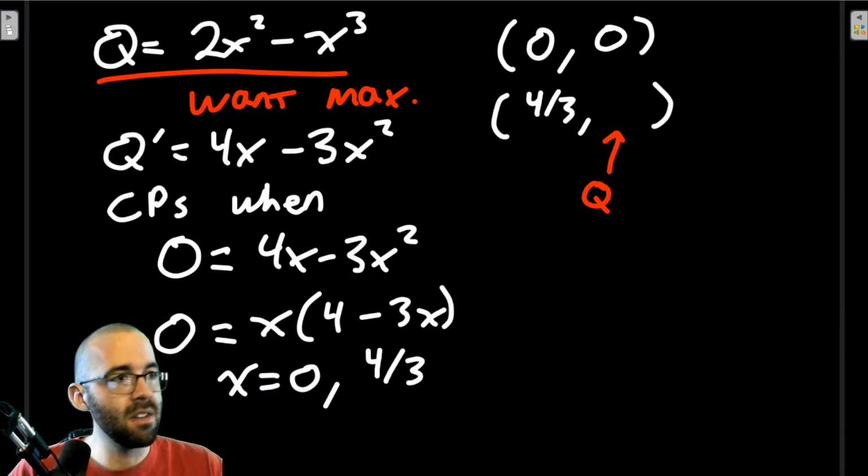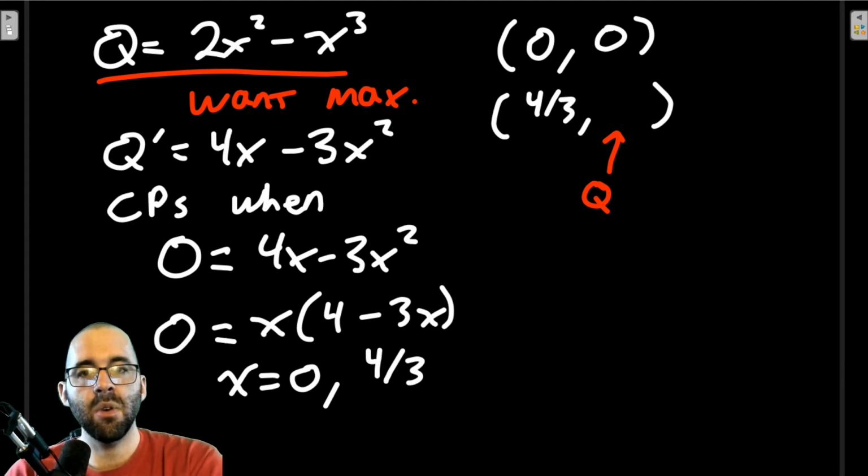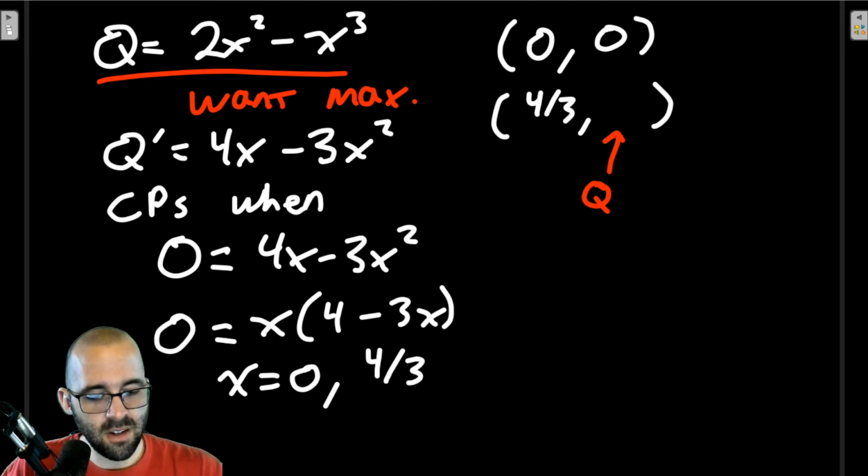Oops. That's my Google calculator right there. Get 2 times 4/3 squared minus 4/3 cubed is going to give us 1. Oh, it's going to be a fraction. I guess I should probably do it by hand. What about 1.9? 1.19.